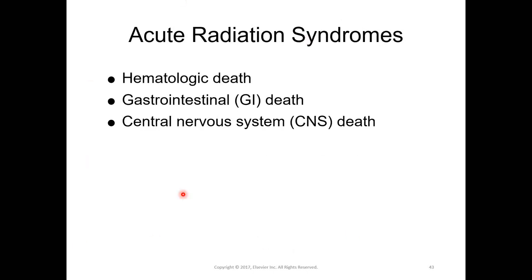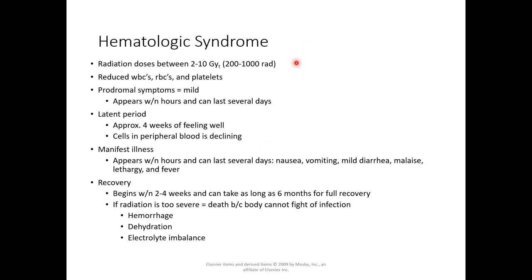The three syndromes associated with acute radiation are the hematologic, the gastrointestinal, and the central nervous system. With hematologic syndrome, those doses, you do have to know. These doses are between 2 and 10 grays or 200 to 1,000 rad. So you need to know both, so make sure you write it down, pay attention to it. Hematologic deals with your blood. So it's going to be a reduction in your white blood cells, your red blood cells, and your platelets.